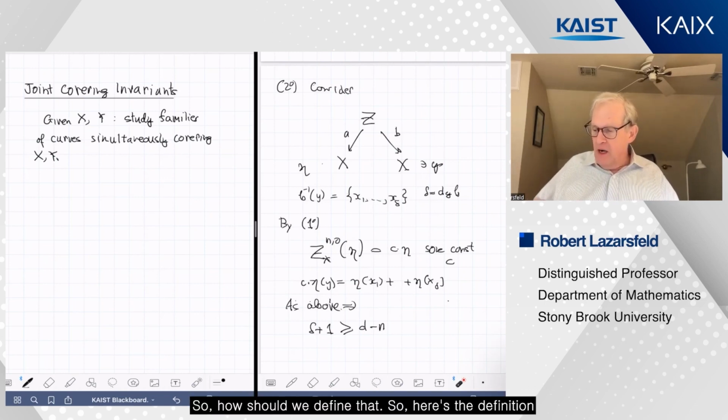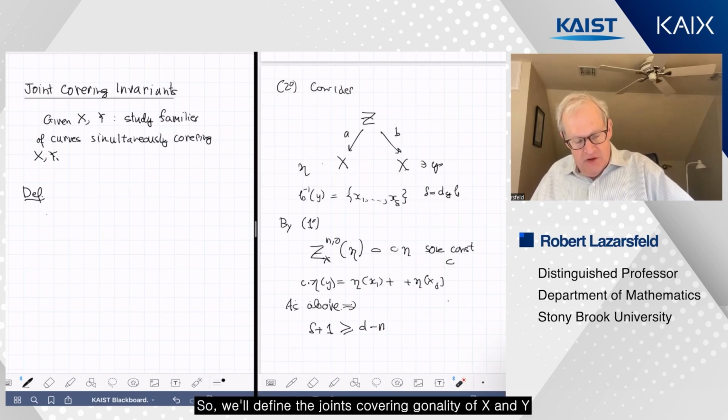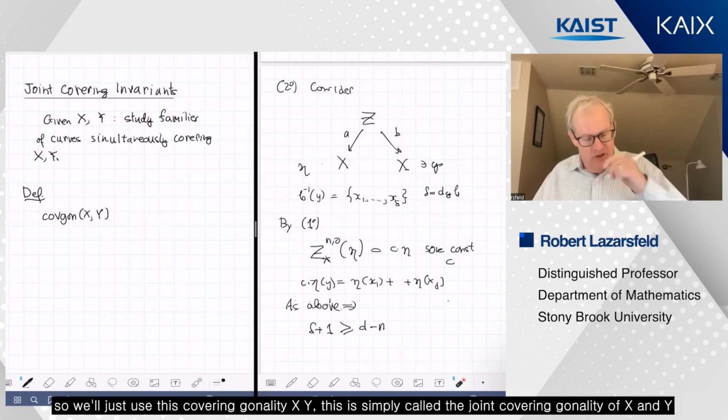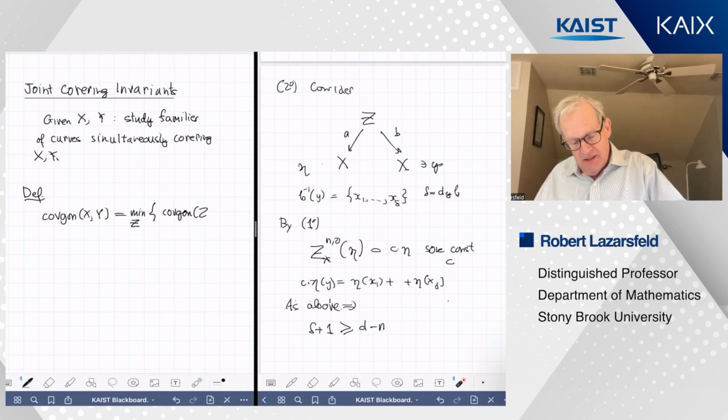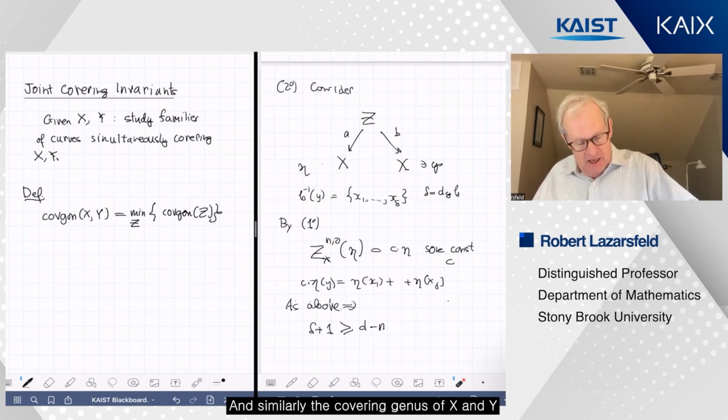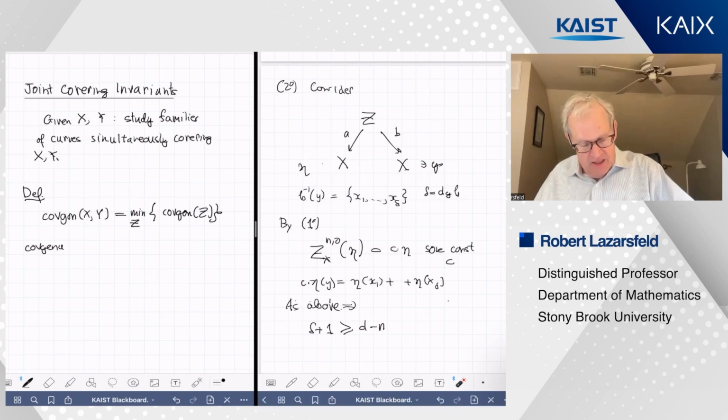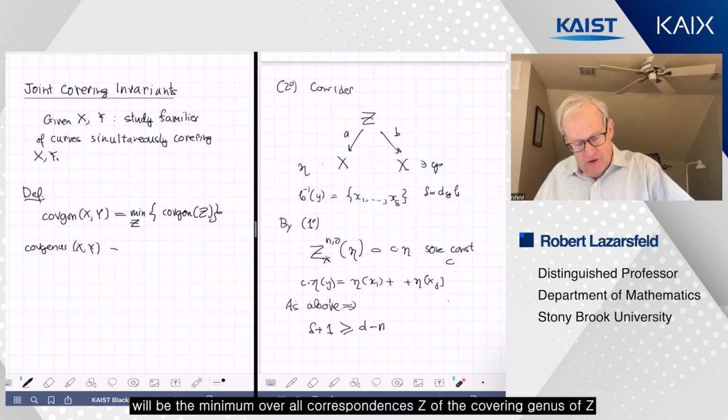So how should we define that? Here's the definition. We define the joint covering gonality of X and Y, called the covering gonality of X, Y. We take the minimum over all correspondences Z as before of the covering gonality of Z. Similarly, the joint covering genus of X and Y is the minimum over all correspondences Z of the covering genus of Z.